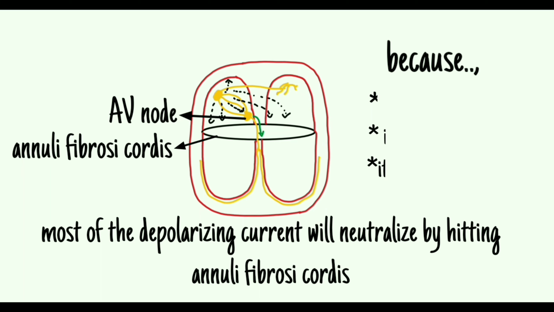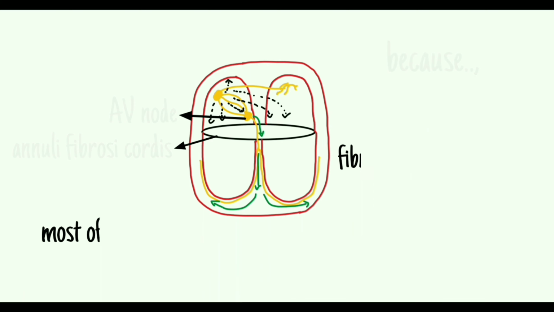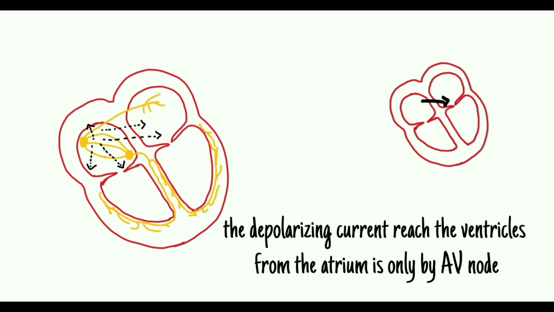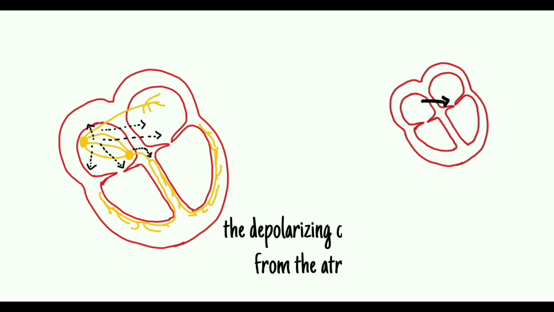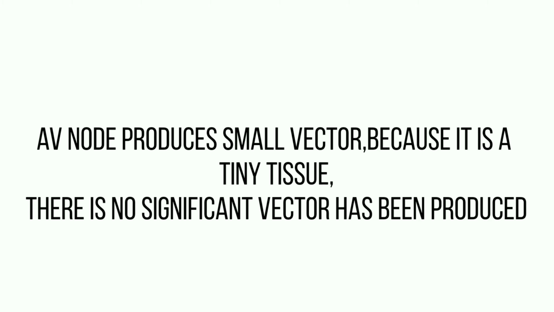So the only way for the depolarizing current to reach the ventricles is through the AV node. Now, the current through the AV node is delayed, why is discussed in the previous video in detail. So the depolarizing current reaches the ventricles from the atria only by the AV node. When this depolarizing current is moving through the AV node, it produces a very small vector because it is a tiny tissue, so no significant vector is produced.